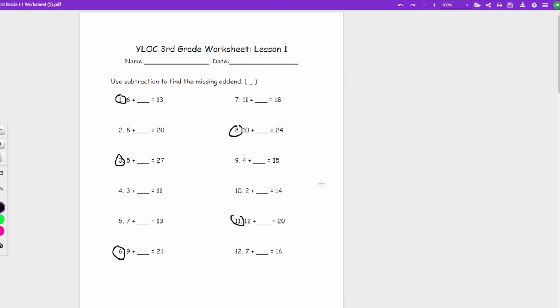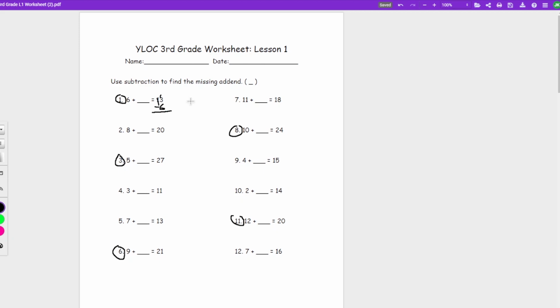We're going to do the 3rd grade worksheet, lesson 1, and we're going to be doing the circled questions. So question 1, 6 plus a number equals 13. Well, we're going to subtract 6 from both sides. There we go. Now we can't do 3 minus 6, so we're going to move a 1 over, but that's the same number. 13 equals 13, it's the same number.